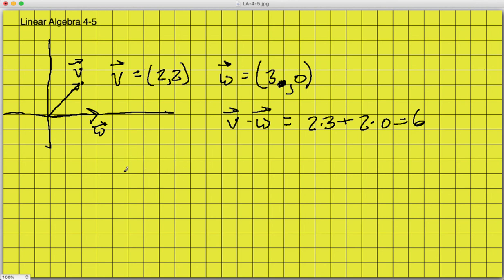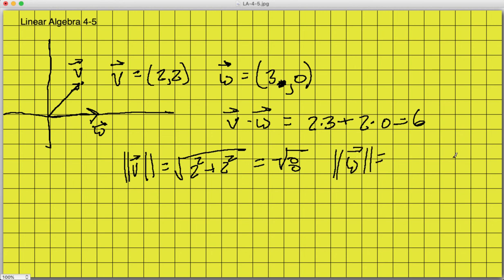Now, let's calculate the length of V. Well, the length of V would be 2 squared plus 2 squared, and we take the square root of that, so that's equal to the square root of 8. The length of W, well, that's just equal to the square root of 3 squared plus 0 squared, and that's just equal to 3.